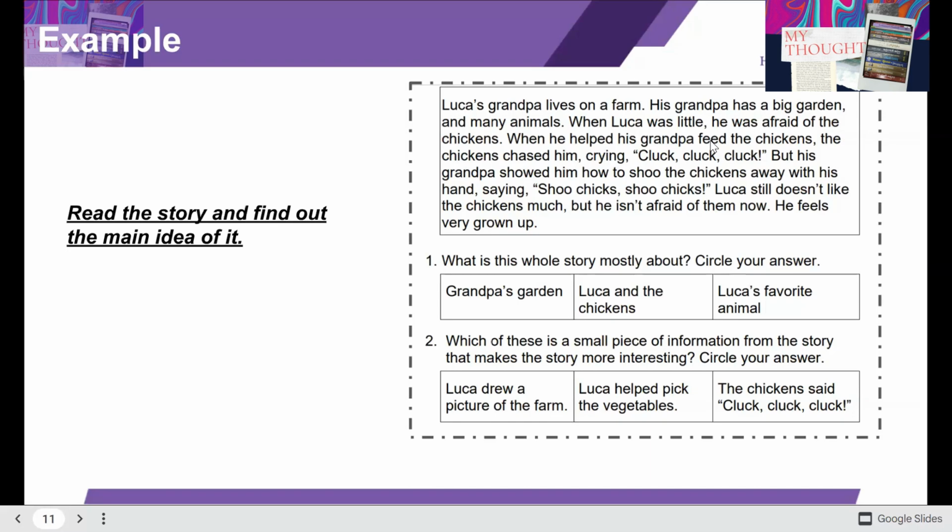Harshita, Mohita, just correct me: the line where the writer has written "Luca still does not like the chicken much but he's not afraid of them now". So it seems like the writer is explaining about Luca after some years. Like Luca lived with the grandpa in his childhood. Yes, this is a past experience. So he is explaining the past experience. So I am relating this to the writer.